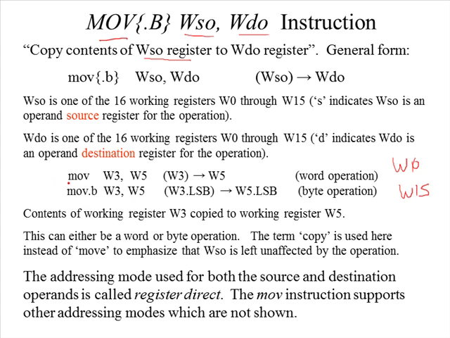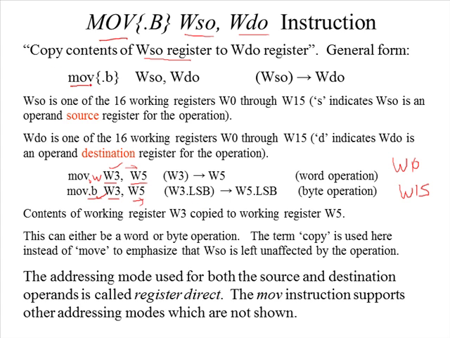Here's an example. We're going to be copying the contents of register W3 to W5. By default, this is going to be a .word instruction. This means that 16 bits of this register are copied to 16 bits of this register. We can also put a .b on the end of this instruction. This means that this is going to be a byte-wide copy instruction in which we're going to copy the least significant byte of W3 into the least significant byte of W5. This copy operation, if we do a byte operation, is going to leave the most significant byte unchanged.